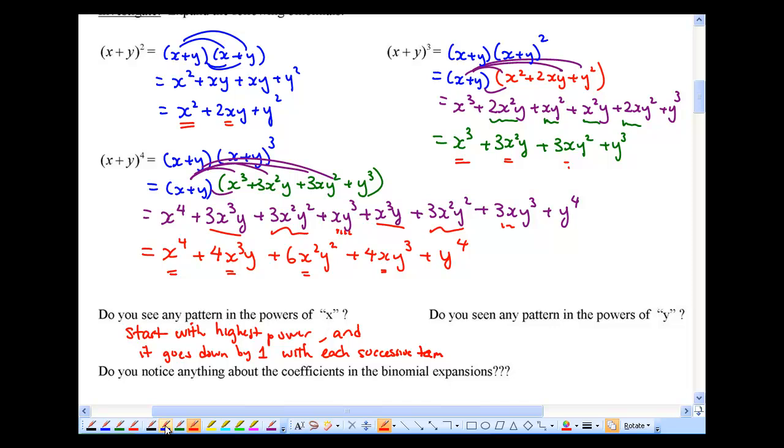How about the powers of y? Well, y seems to be just the opposite. Nothing, 1, 2. Nothing, 1, 2, 3. Nothing, 1, 2, 3, 4. Start at power of 0 and go up by 1 with each successive term.